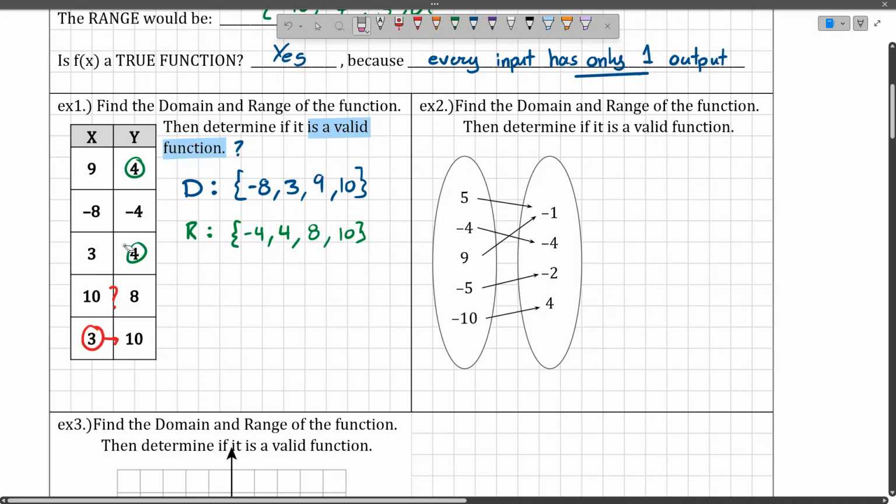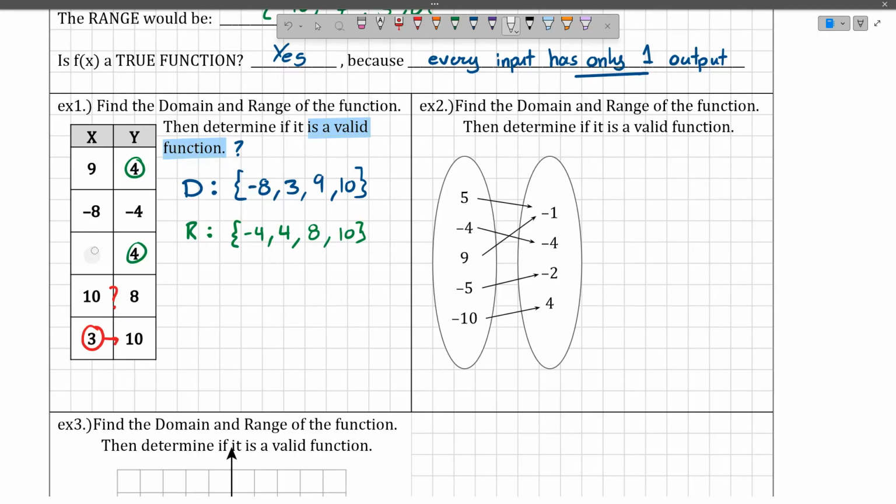If, let's say this was like 5. If this was 5, yes, this would be a valid function because every input has one unique output. But since this is a 3, since we have a repeat in the input, and those repeats have different outputs, then we have to say no.